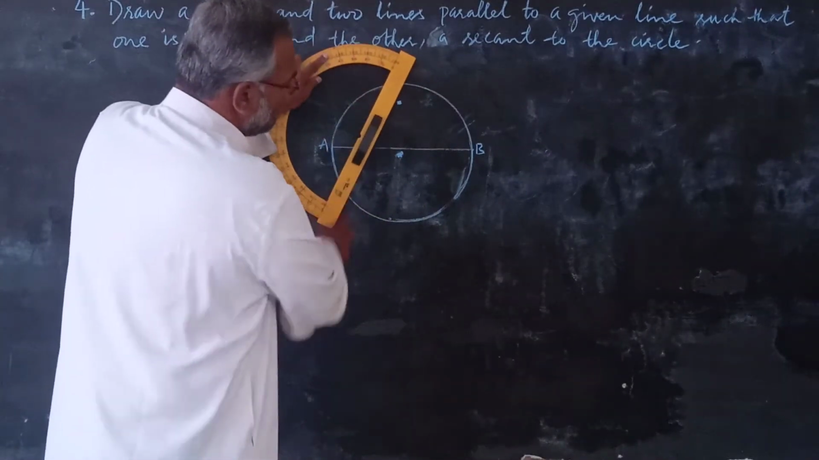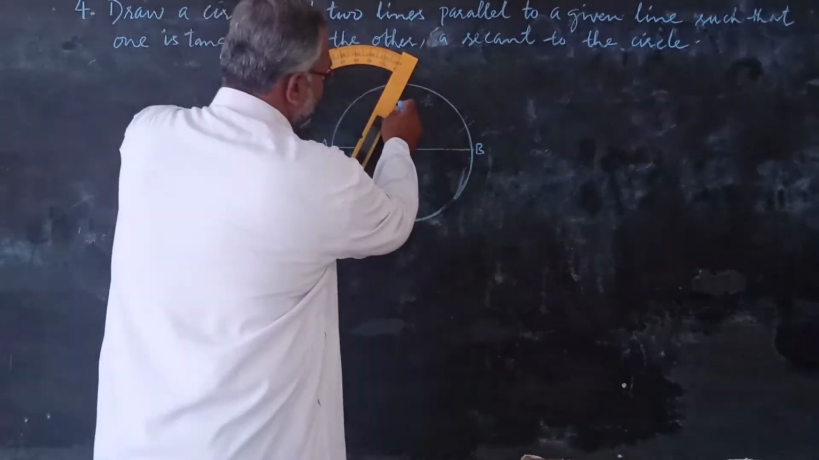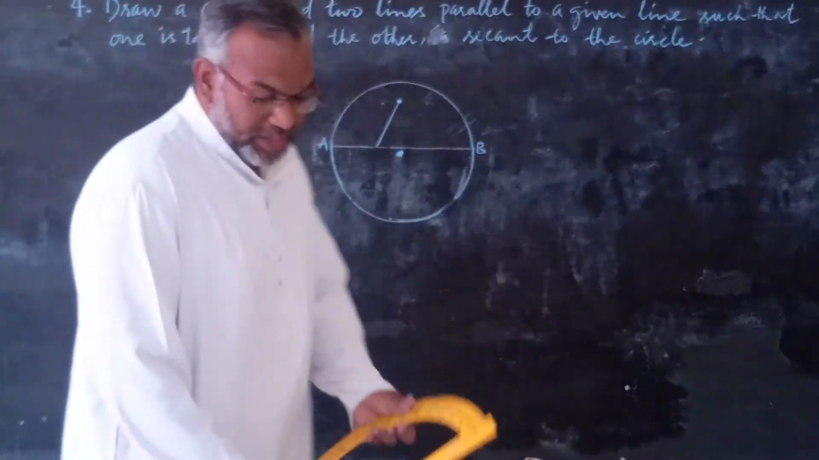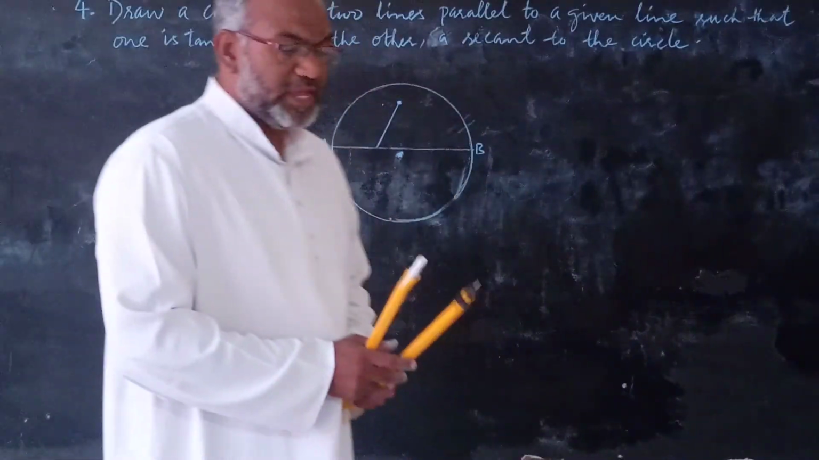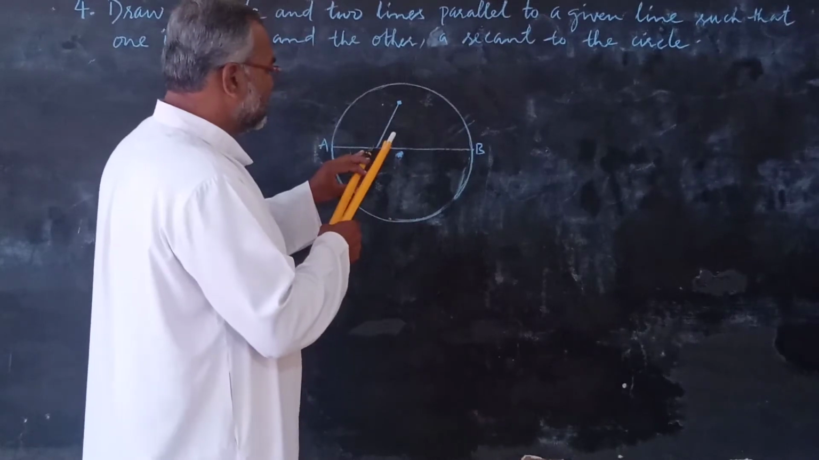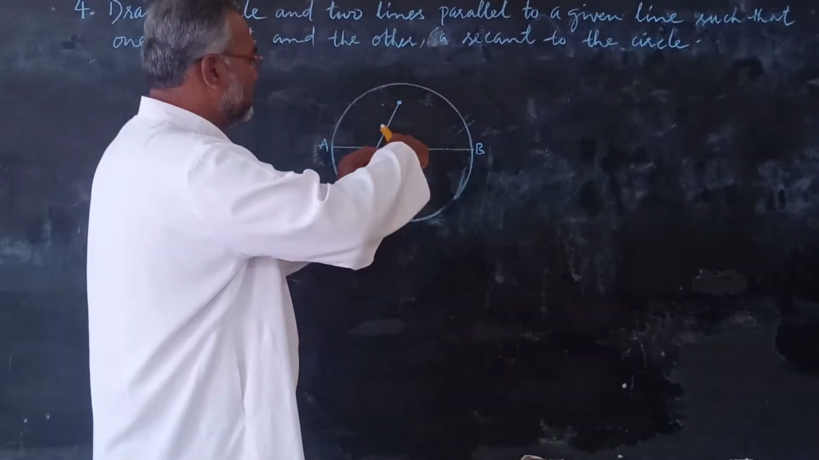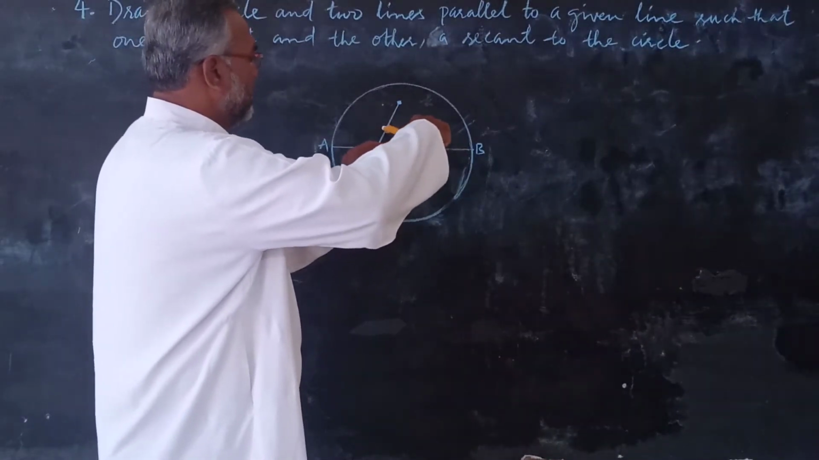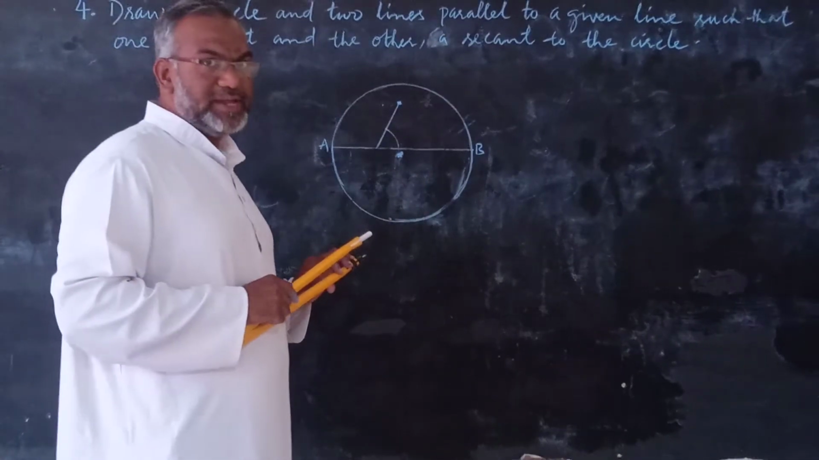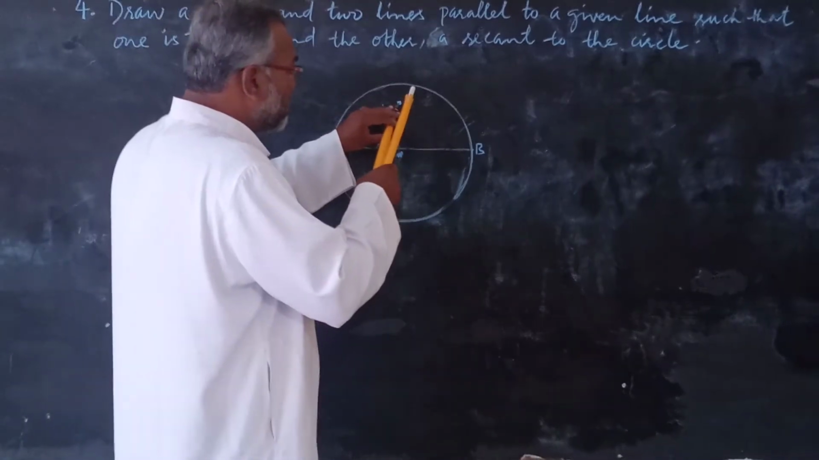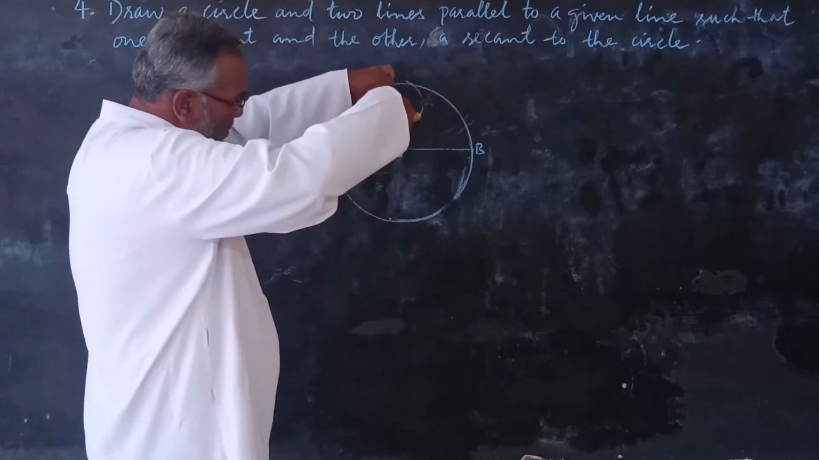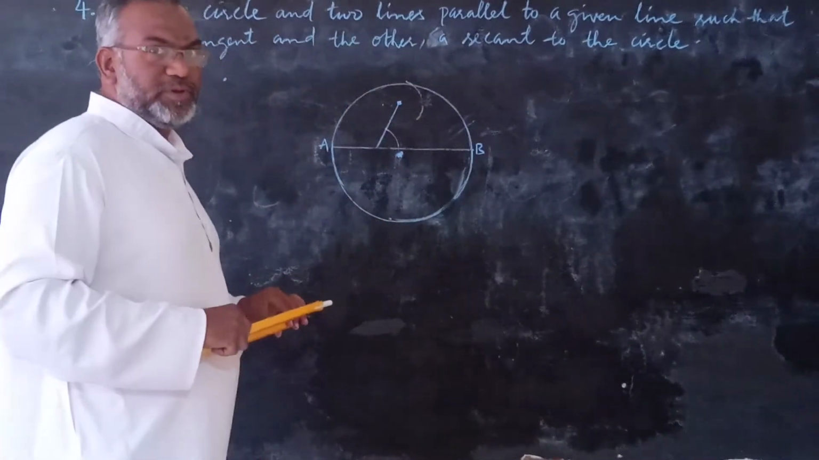then join this point with the given line, right? Okay. And then take your compass and draw an angle here, draw an angle here. An angle is drawn, right? Okay, then through this point also draw an angle.